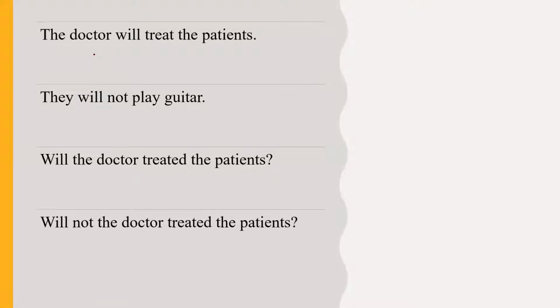Examples: the doctor will treat the patients. This is an affirmative sentence. They will not play guitar. This is a negative sentence. Will the doctor treat the patients? This is an interrogative sentence. Will not the doctor treat the patients? This is an interrogative negative sentence.